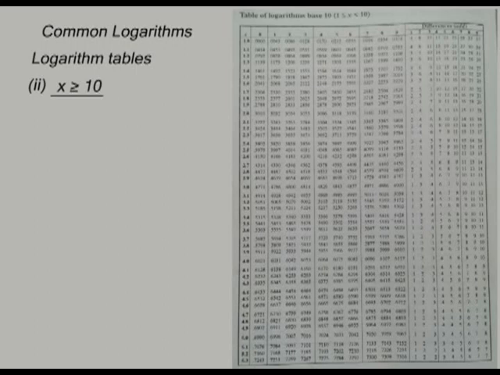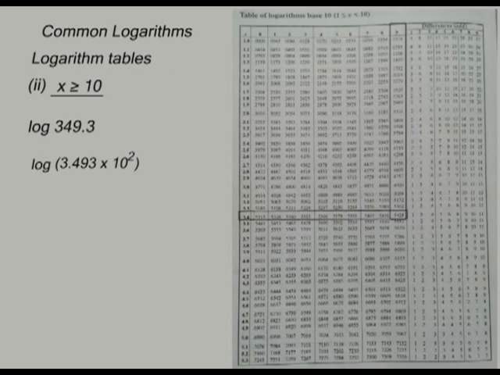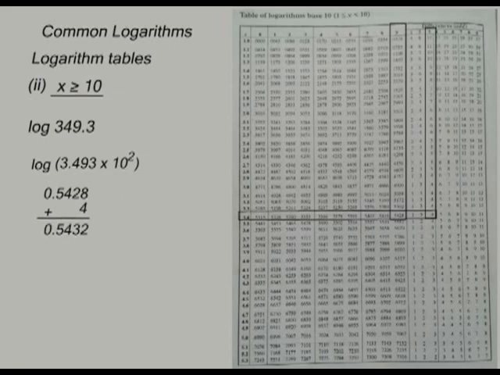For numbers greater than 10, we first write them in standard form. For example, log 349.3. In standard form, it is 3.493 times 10 raised to the power of 2. Log of 3.493 first, 3.4 is here. The column of 9 will meet us here, and we have 0.5428. Differences columns, 3 will meet us here, and we have 4. So we add, and we shall get 0.5432.